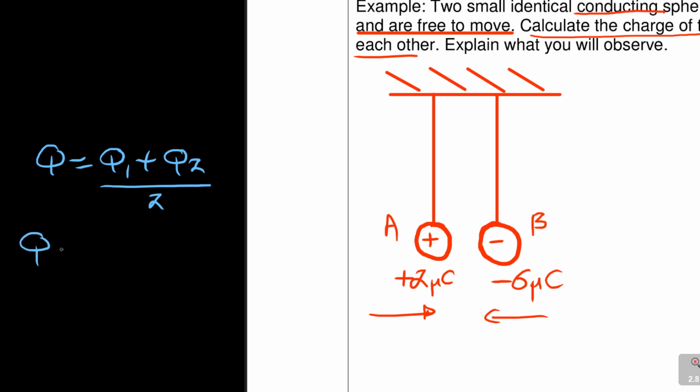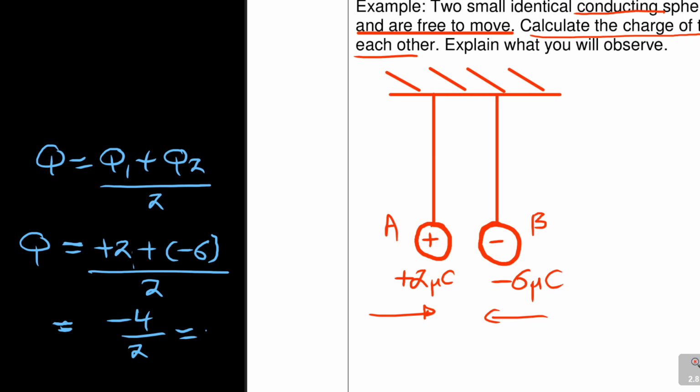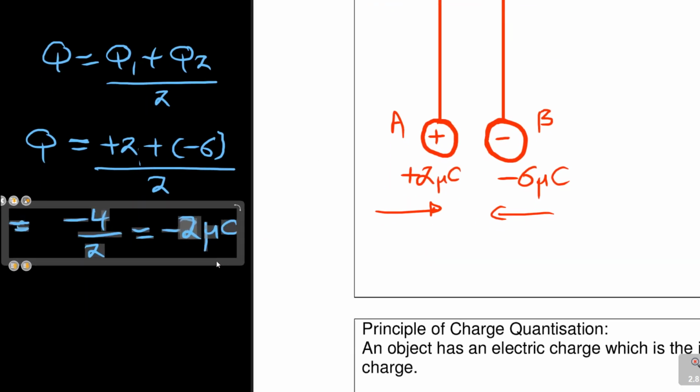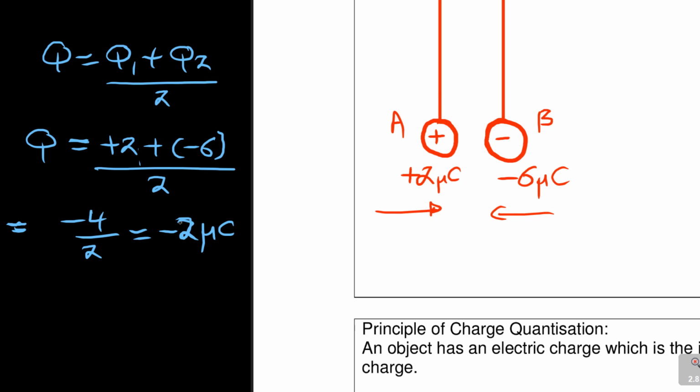So the charge, this is the charge on each sphere now, is equal to positive 2 microcoulombs plus, you can even leave out microcoulombs for now, you say positive 2 plus negative 6. Remember, you're finding more like the average. Positive 2 minus 6 is negative 4, over 2, which is equal to negative 2 microcoulombs. There it is. If you use a calculator there, you'll get negative 2 microcoulombs.